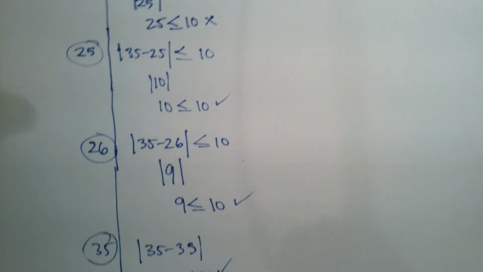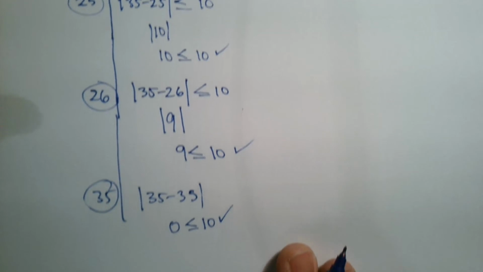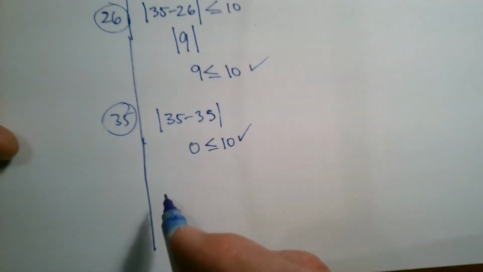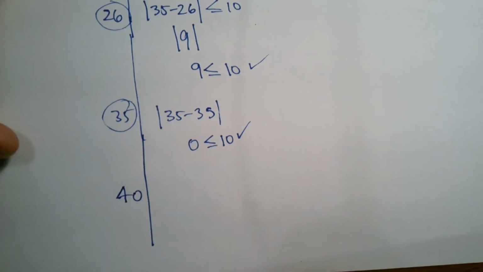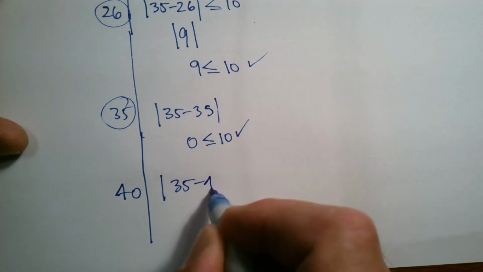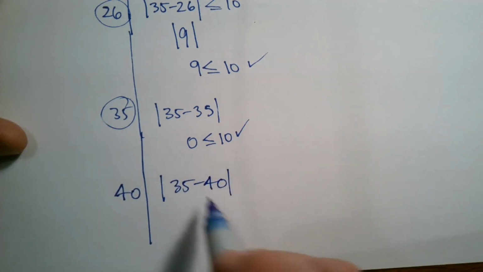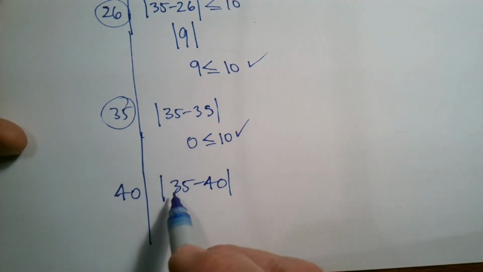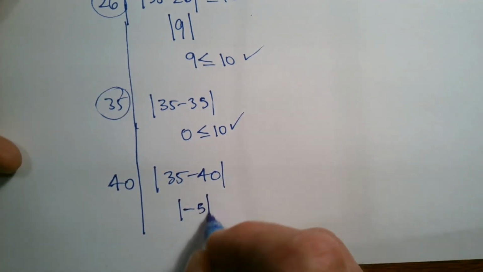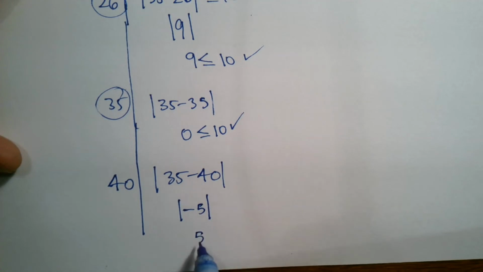What about driving faster? Can I pick some numbers that would be faster than 35? For example, how about 40? Let's check 40. So here's how this works. The absolute value of 35 minus 40. What is 35 minus 40? Well, you have a small minus a big. It's going to be a negative number. It's -5. So the absolute value of -5 is 5.